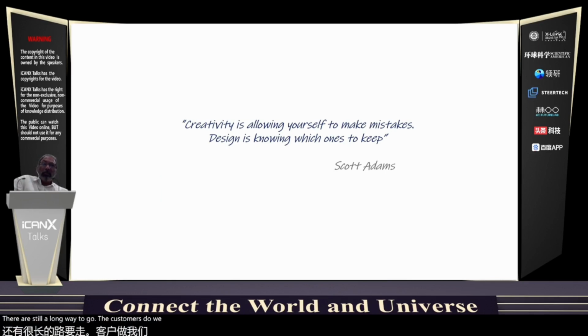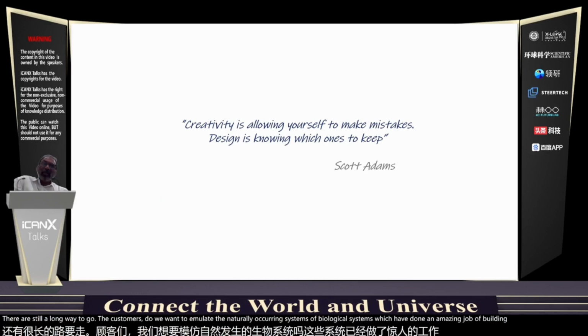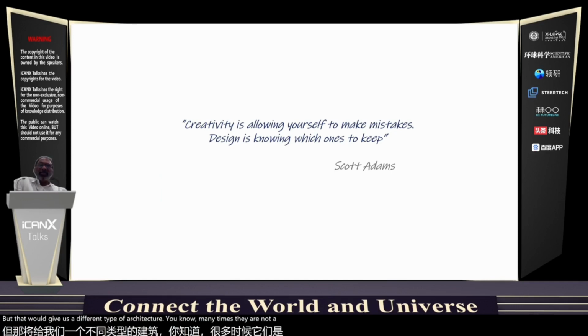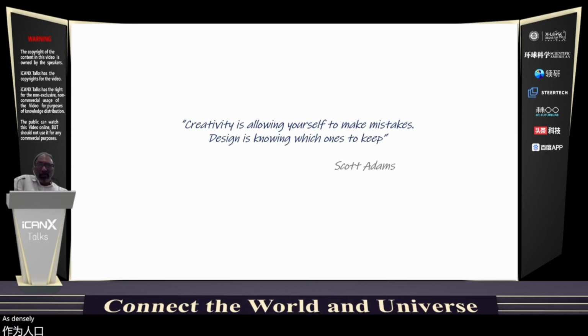The question is, do we want to emulate the naturally occurring or biological systems, which have done an amazing job of building architectures from the bottom up? But that would give us a different type of architecture. Many times they are not as periodic as one would expect or want, or they are probably not as densely packed as one would expect. So in the long run, it is probably going to be a compromise on what kind of architectures we want, what is the right pathway to get to that point, and how you really optimize the structure-property relationships. So thank you very much.